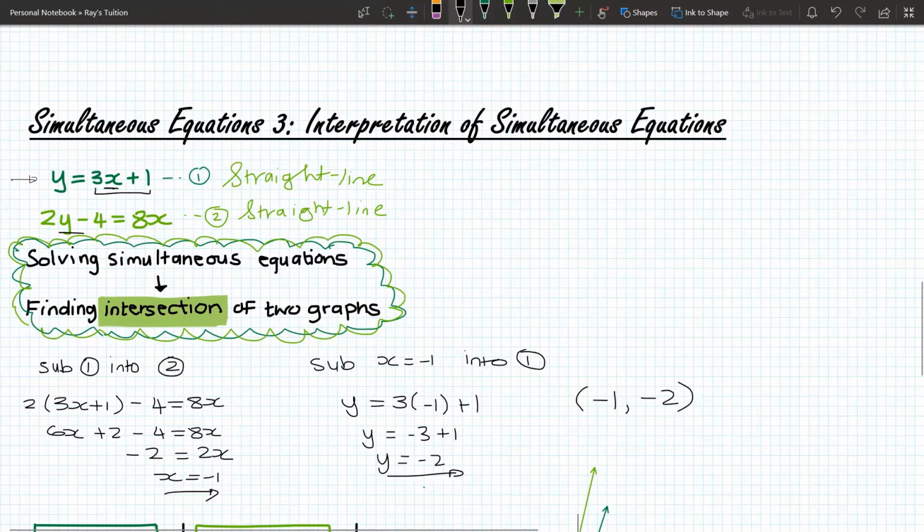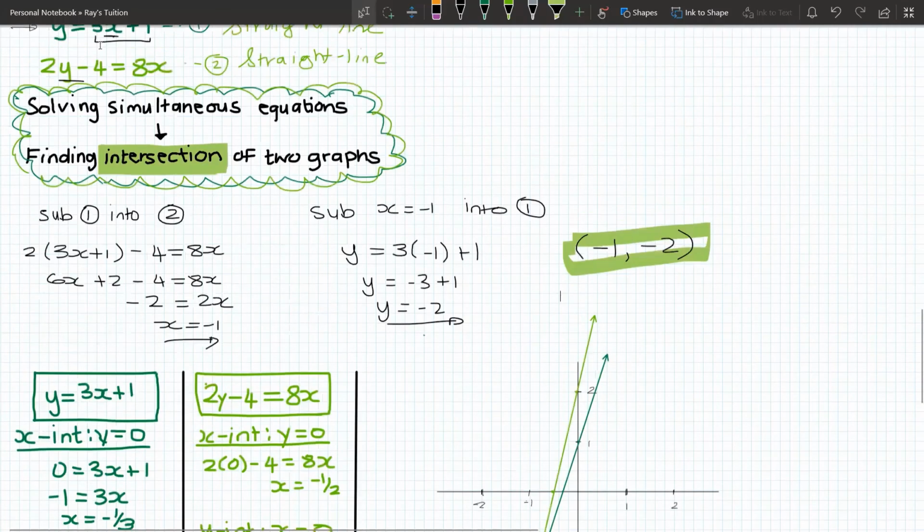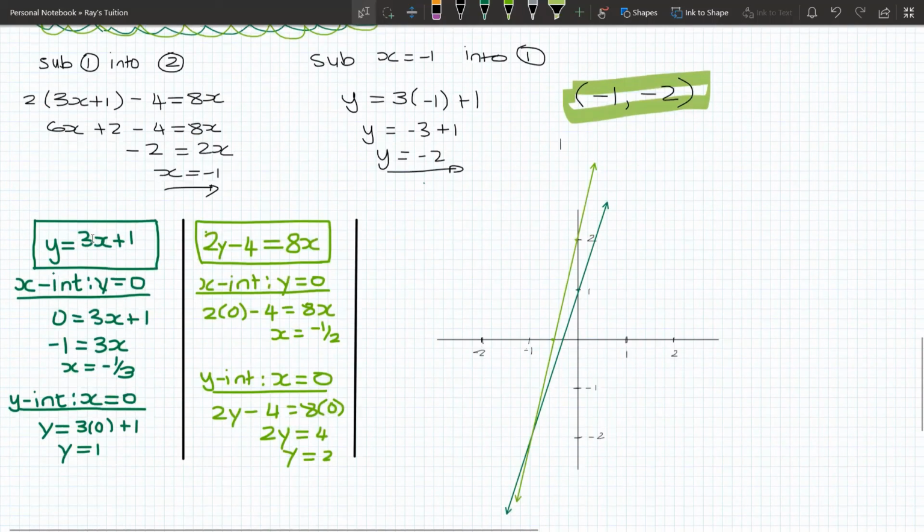So now let us have a look at the interpretation of the solution of minus 1 and minus 2. It is the point of intersection of two graphs. So what we have over here is the plot of y is equal to 3x plus 1, and 2y minus 4 is equal to 8x. Since they're both straight lines, we find the x-intercept and the y-intercept. We find the x-intercept by making y equal 0, and we find the y-intercept by making x equal 0. If any of this seems unfamiliar, please watch our series on the straight line graph.